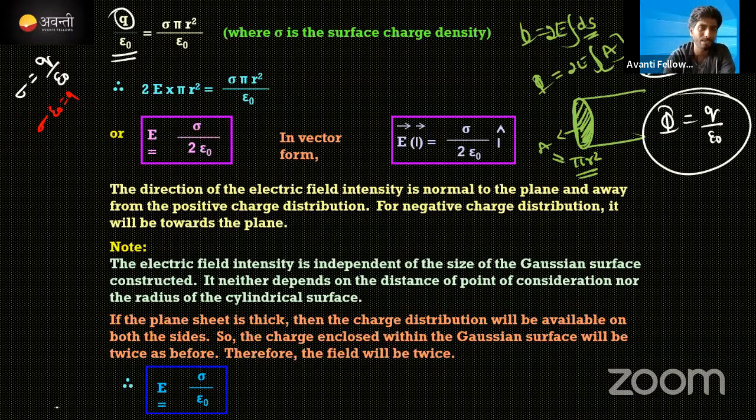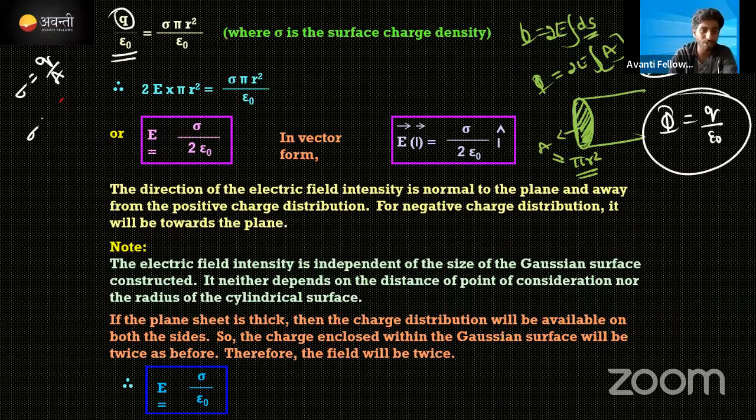Oh, sorry, that happened by mistake. Sorry guys, what is that? This is by mistake. It is charge per unit area, right? Sorry, charge per unit area. Okay, it will be sigma into area is equal to Q.